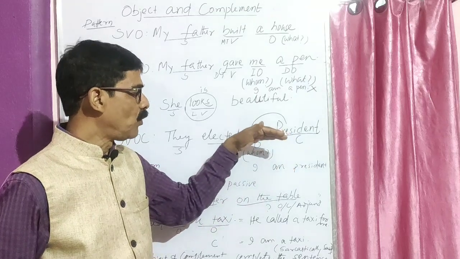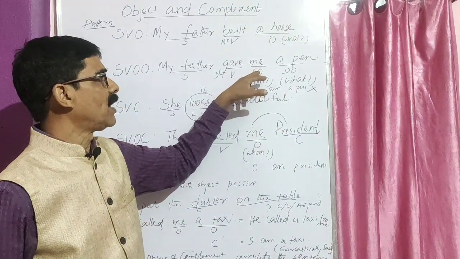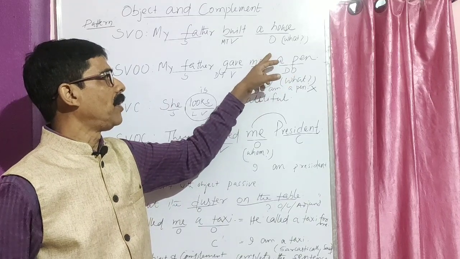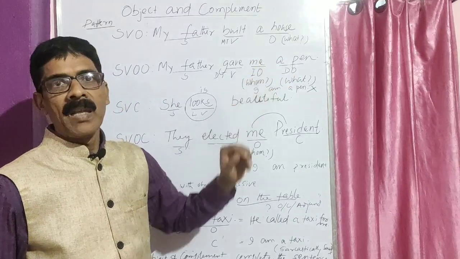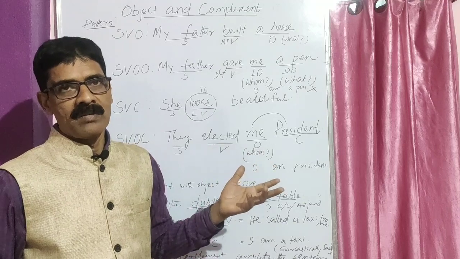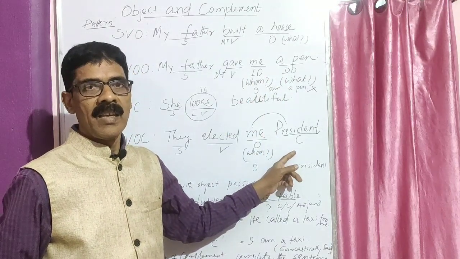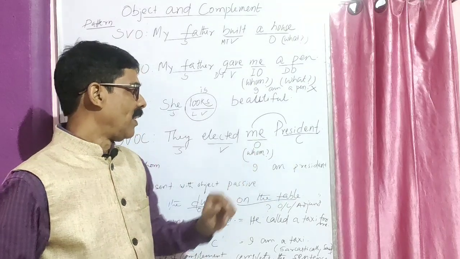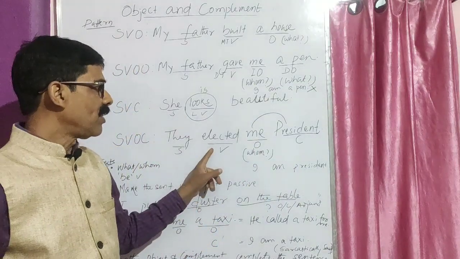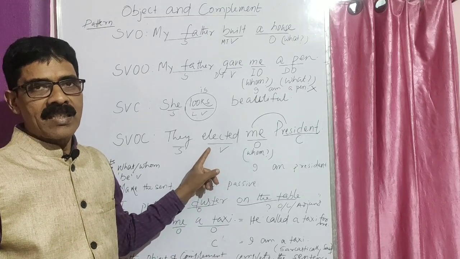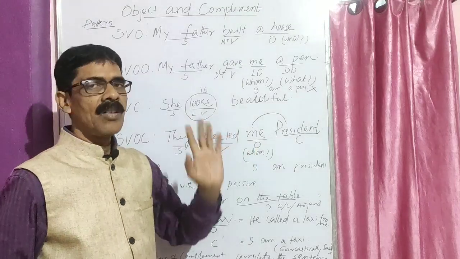But if you put the same formula here where there are two objects, if I say "I a pen" and put a be verb here, "I am a pen," it is absurd. So this is an object and here it is a complement. And this verb is called a complex transitive verb because it takes both an object and a complement.